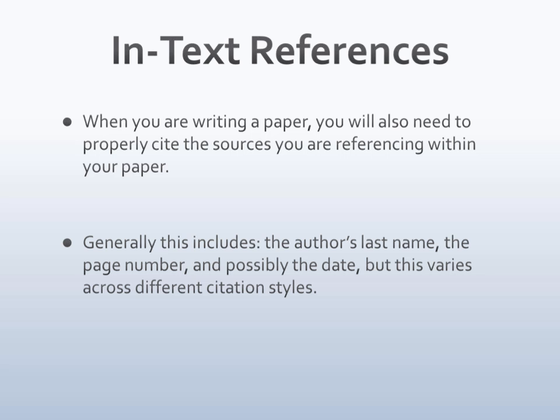The other half of citing is your in-text references. When you are writing a paper, you will always need to properly cite the sources you are referencing within that. Generally, this includes the author's last name, page number, and possibly the date, but this varies across different citation styles. The information cited in the in-text references refers to the complete citations that are in your bibliography.